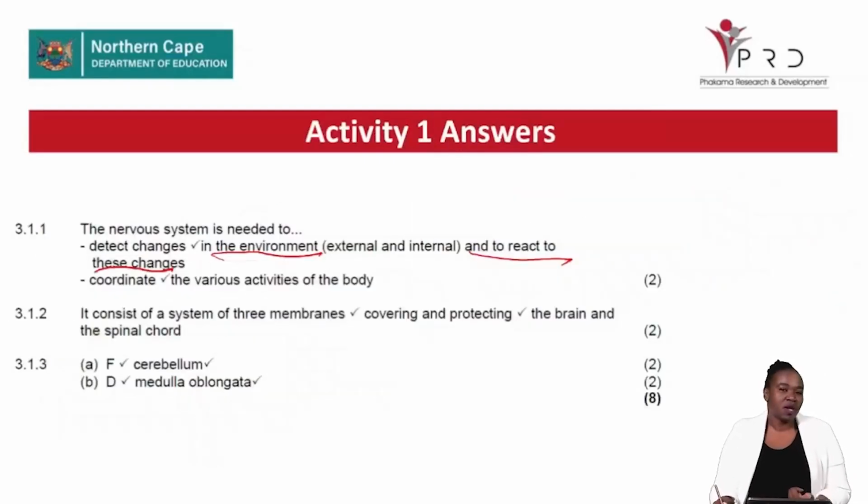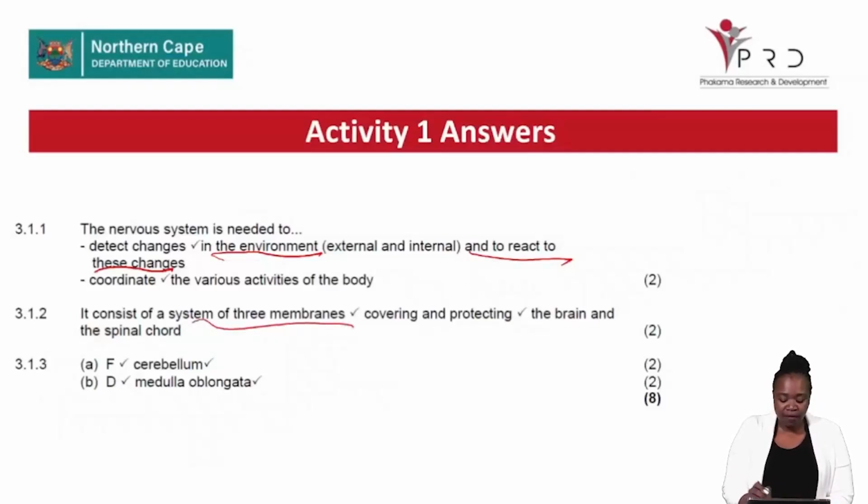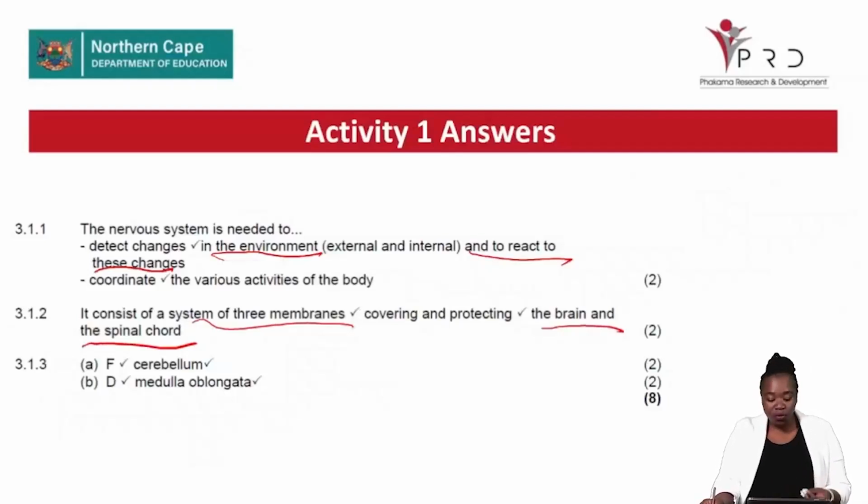Okay, 3.1.2, mention the position and functioning of the meninges. So remember, the meninges are responsible for the protection of the brain, right? So it contains a system of 3 membranes that are covering and protecting the brain as well as the spinal cord. Remember, we did say that the meninges are responsible for protecting both the spinal cord and the brain.